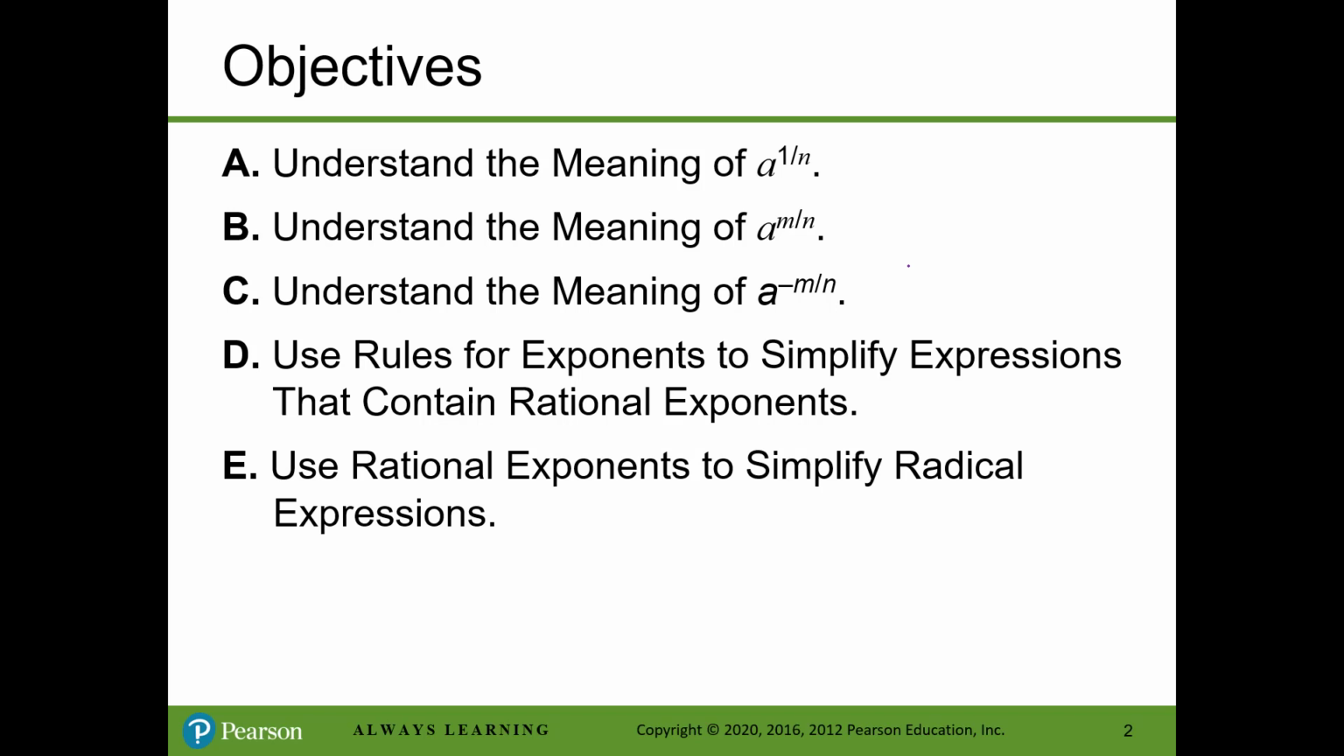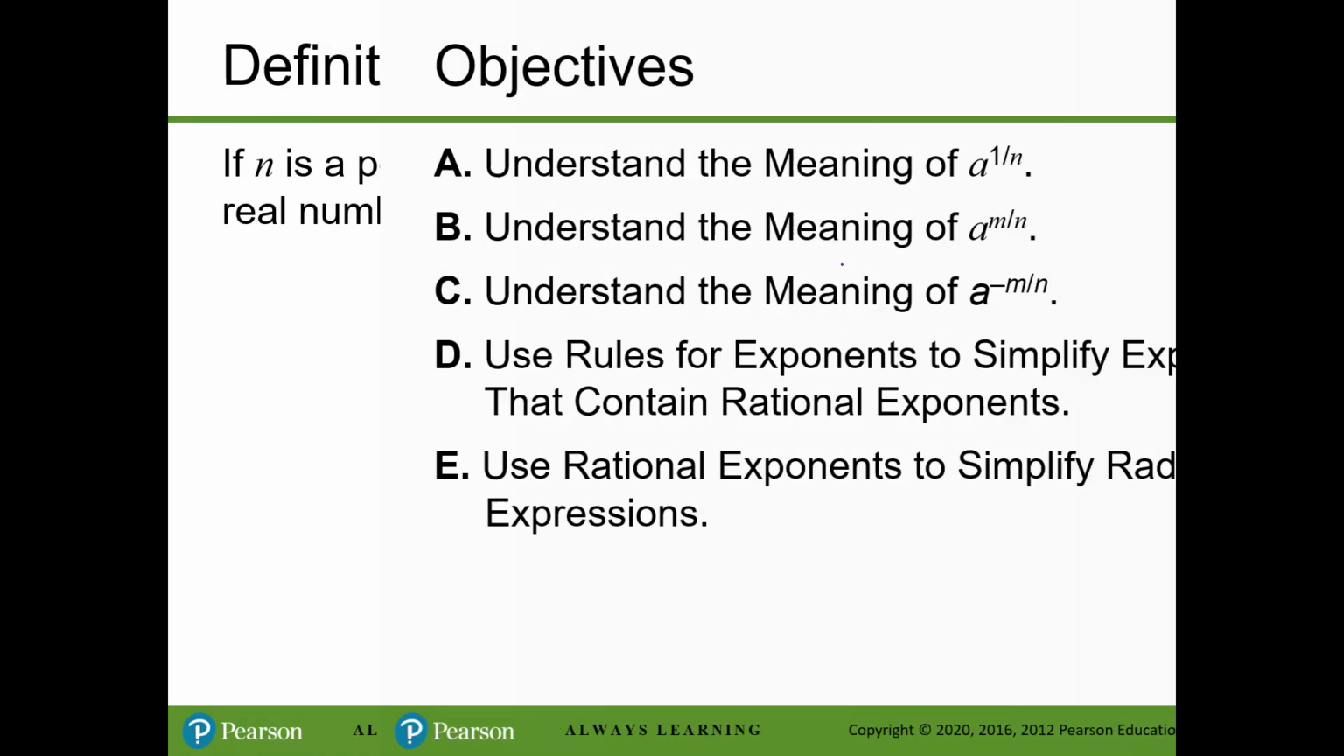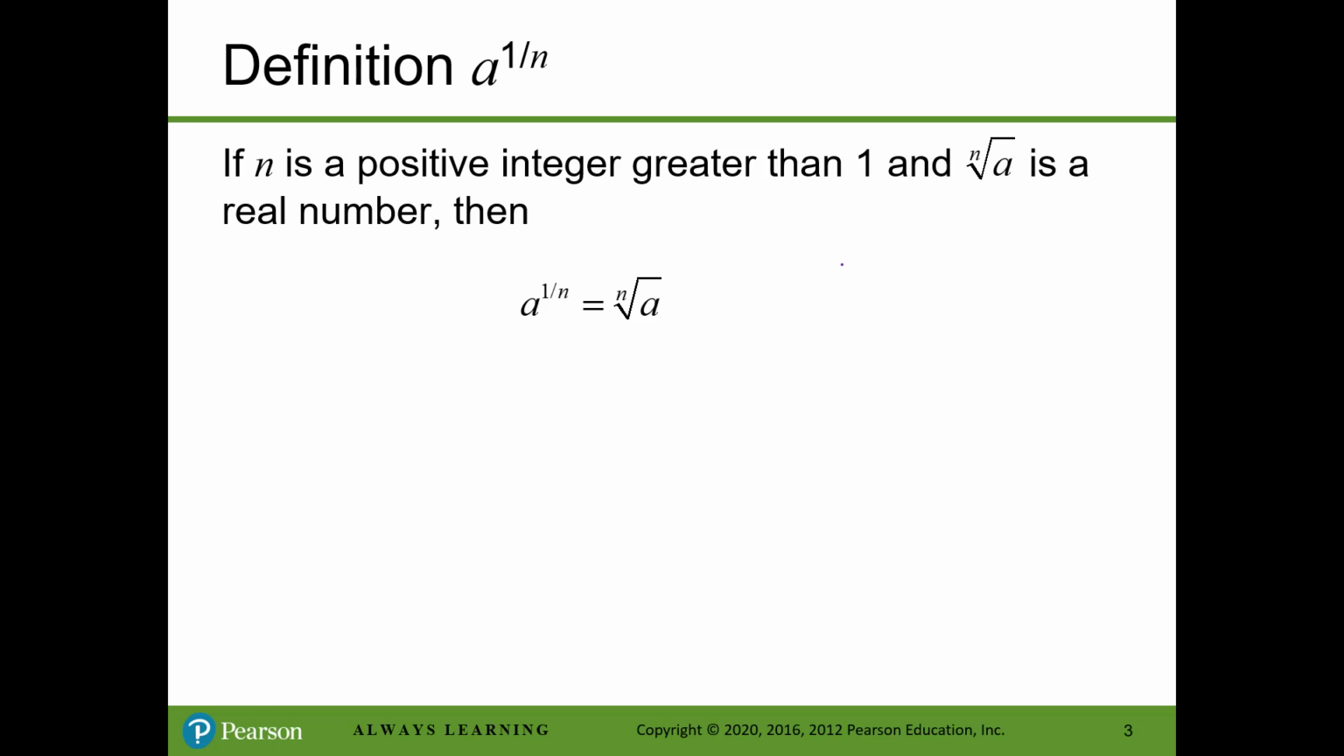Here are our objectives. We're going to understand what the meaning of an exponent that looks like 1 over n means. What does it mean when it looks like m over n? And what if that m over n is negative? The negative one we've spoken about before. So let's start off with this.